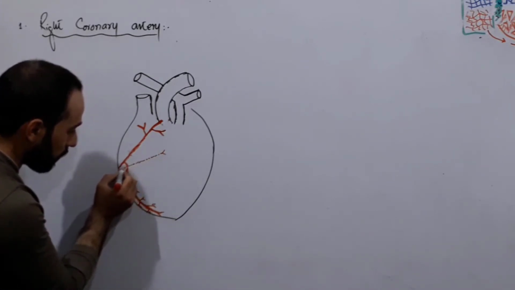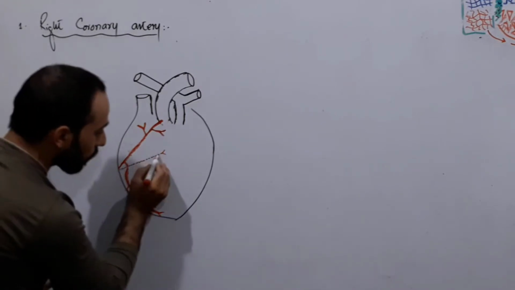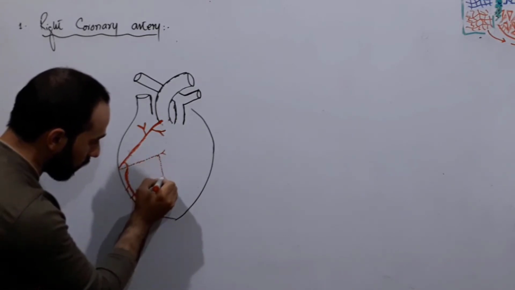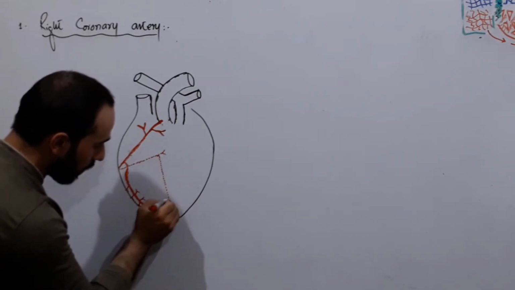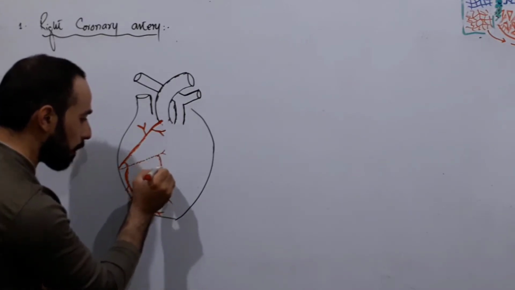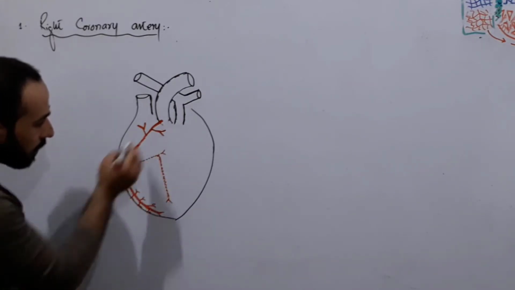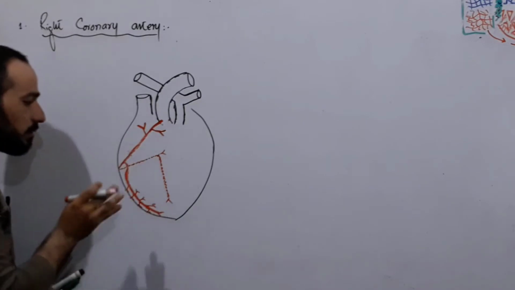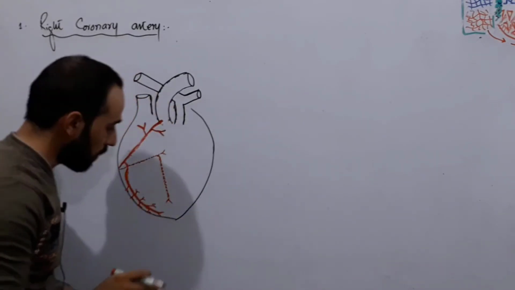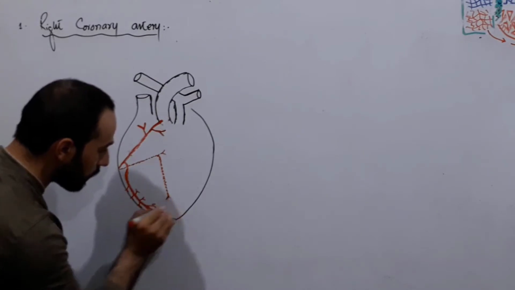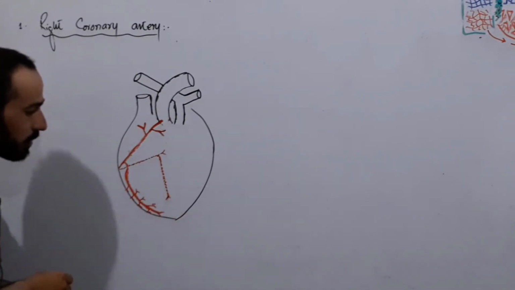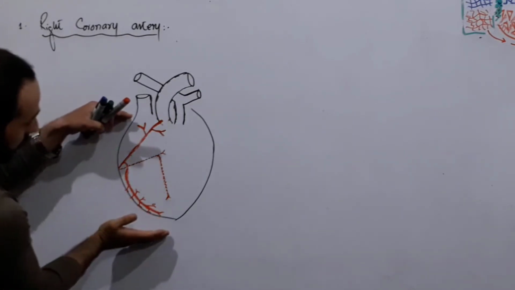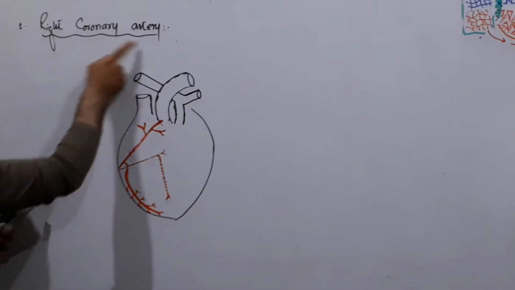Now this is the artery which is present on the posterior side of the heart. From this posterior artery, another branch goes down into the interventricular septum on the posterior side. The full color means arteries on the anterior side, and the dotted color means arteries present on the posterior side. So this is the posterior descending artery or posterior interventricular artery. These were the branches of the right coronary artery.